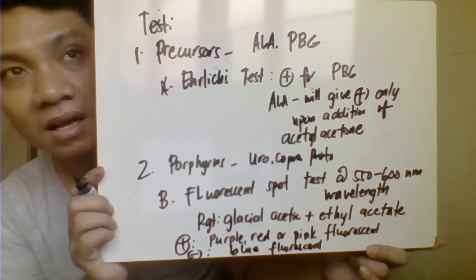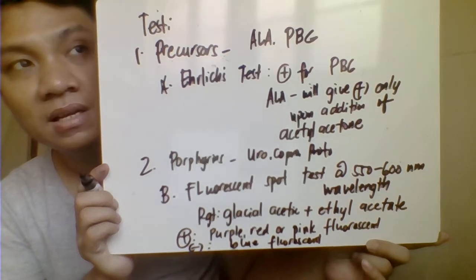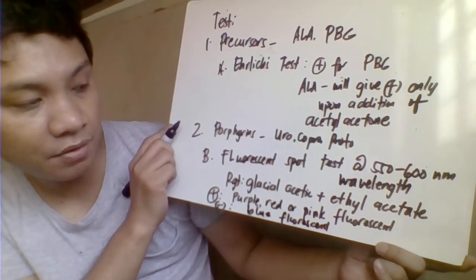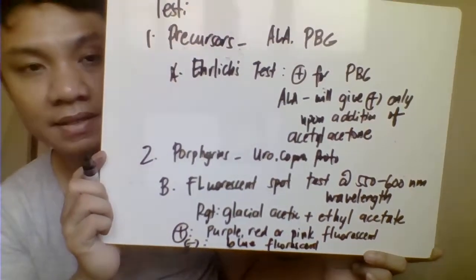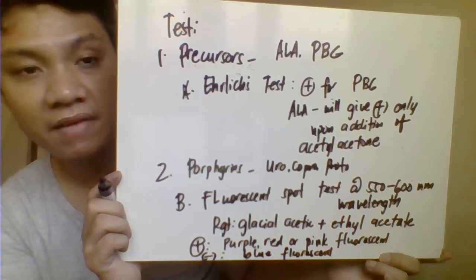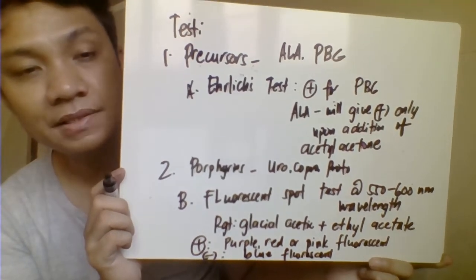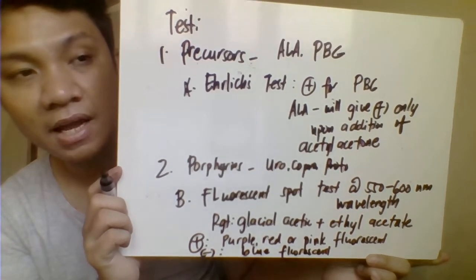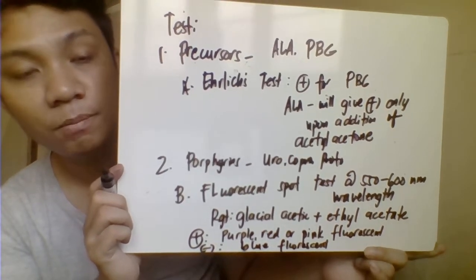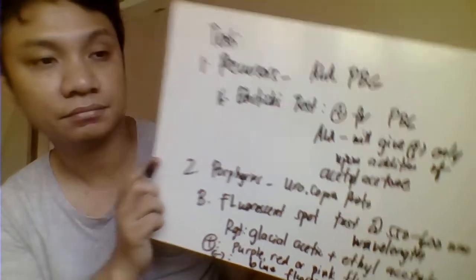For the fluorescence spot test, you are adding ethyl acetate plus glacial acetic acid, and you measure that at a 550 to 600 nanometer wavelength of fluorescent light. A positive fluorescence would be any color: pink, red, or purple, but not blue. Blue color is considered negative.